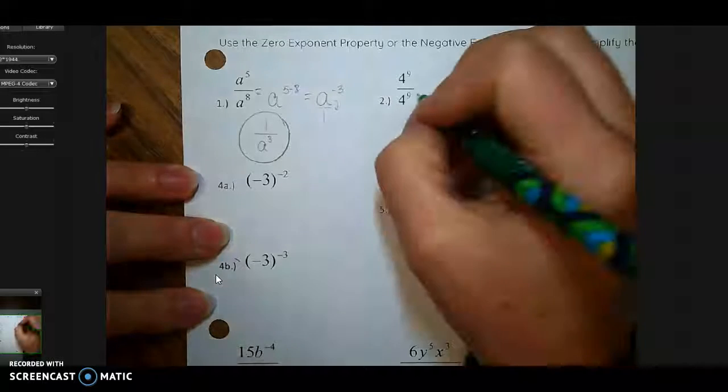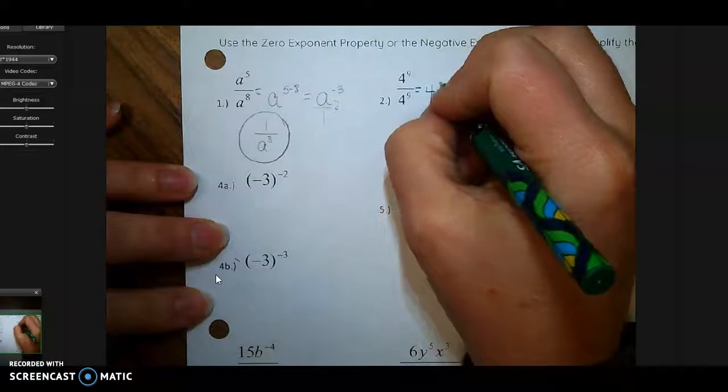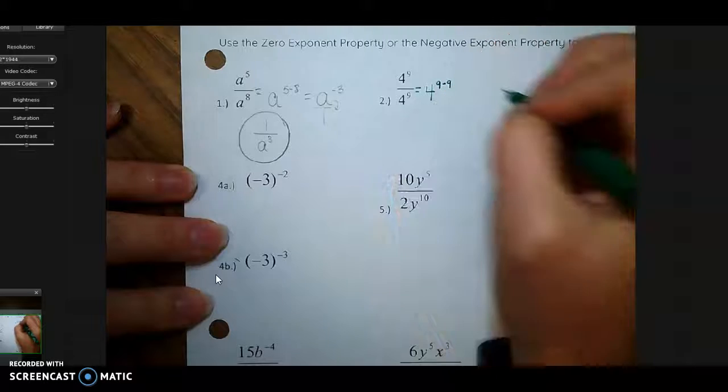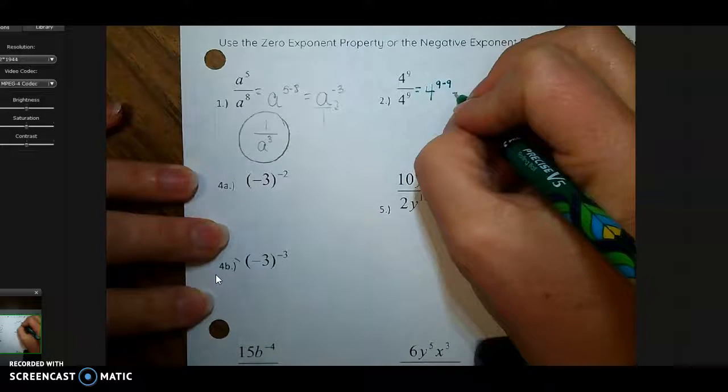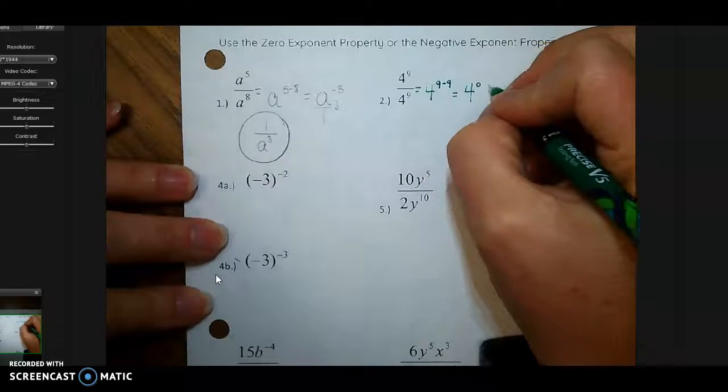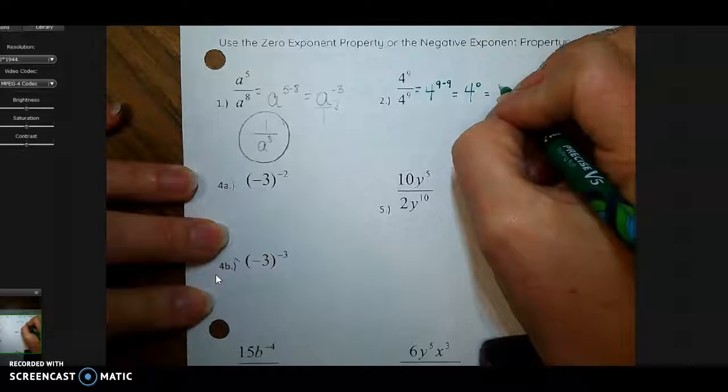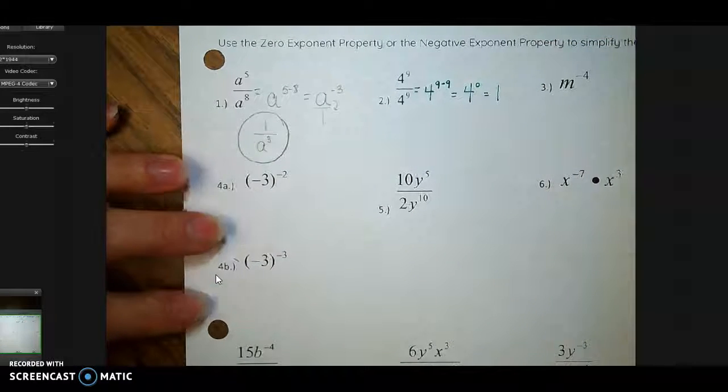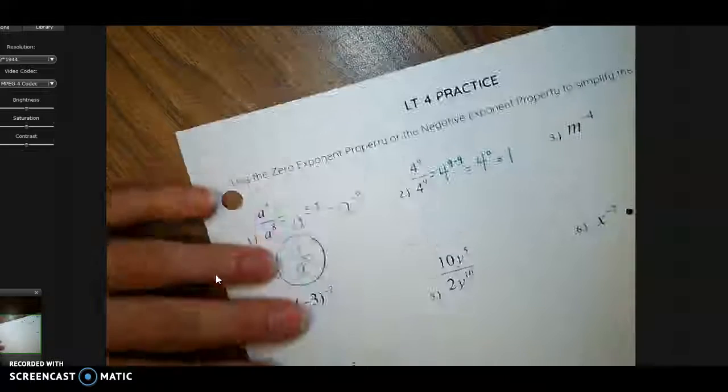On my one right next door, that same concept applies where I'm dividing, so I'm going to subtract the exponents. So 4 to the 0 power, which is 1, because anything to the 0 power we found out is 1.